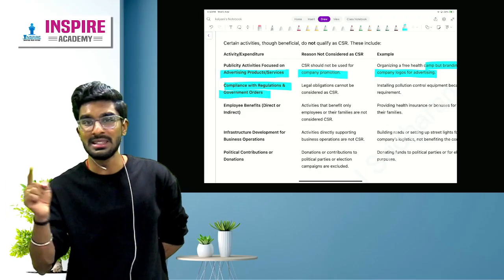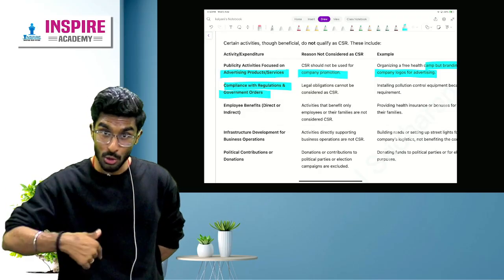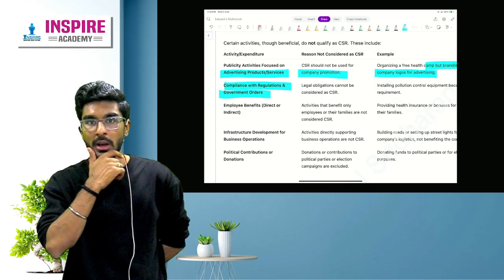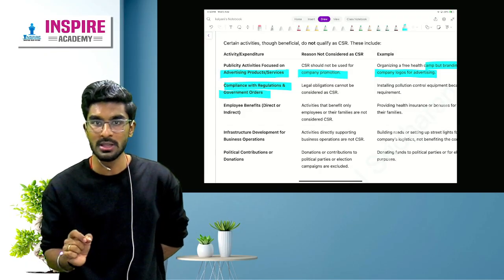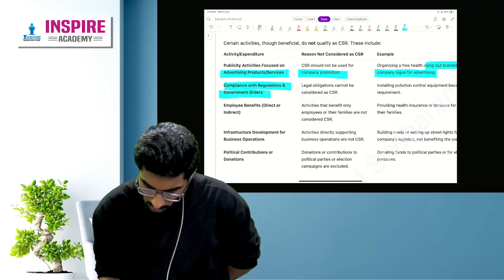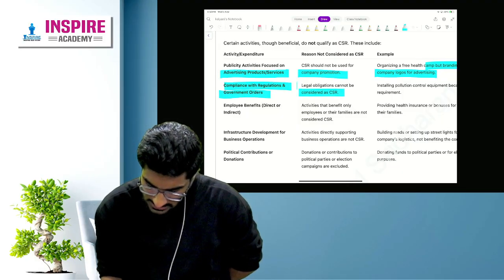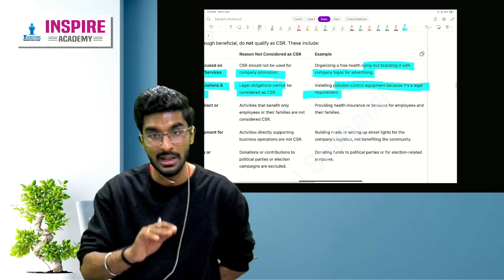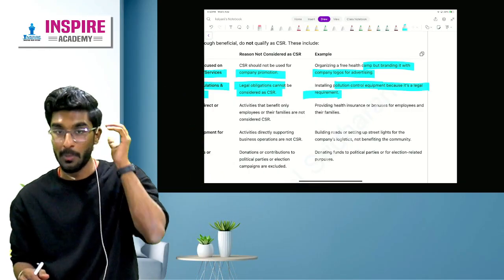Can you call this CSR expenditure? No. Why? Because you are actually legally bound to do it. You are not doing some obligation towards someone. Legal obligations cannot be called CSR. Installing pollution control equipment, because it's a legal requirement, cannot be called a CSR expenditure. You are bound to do it.